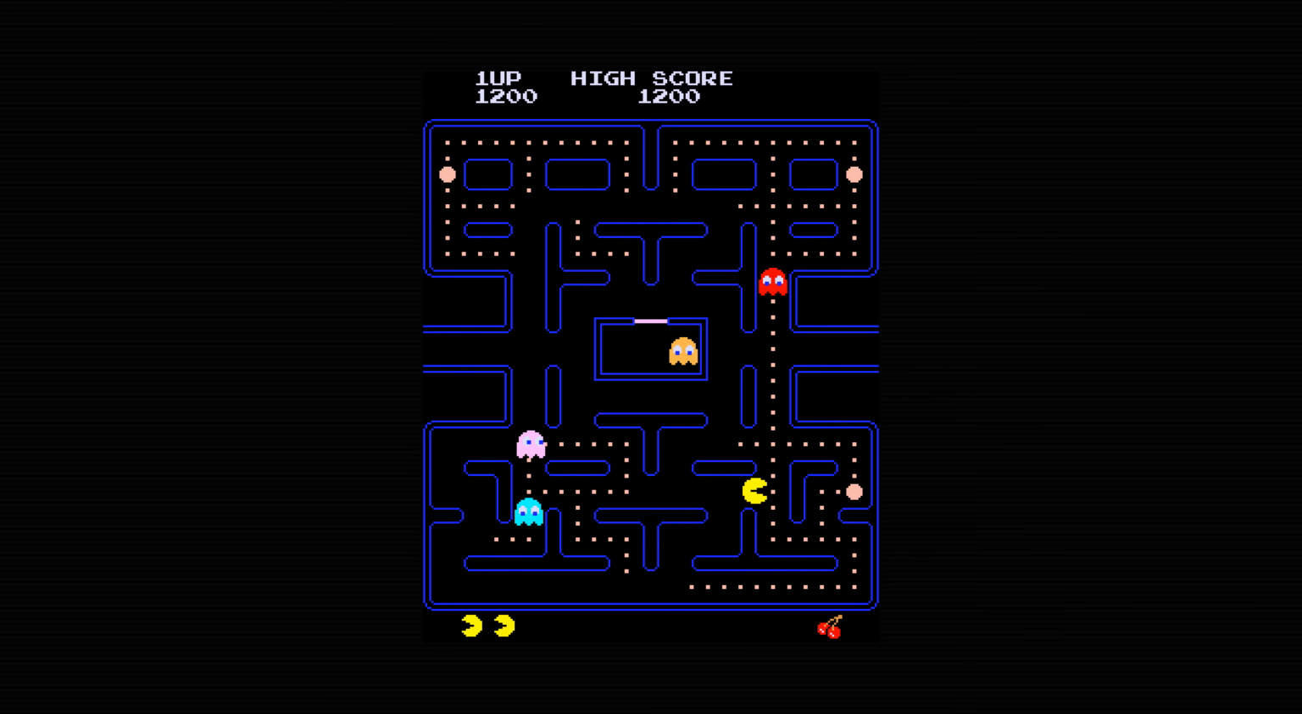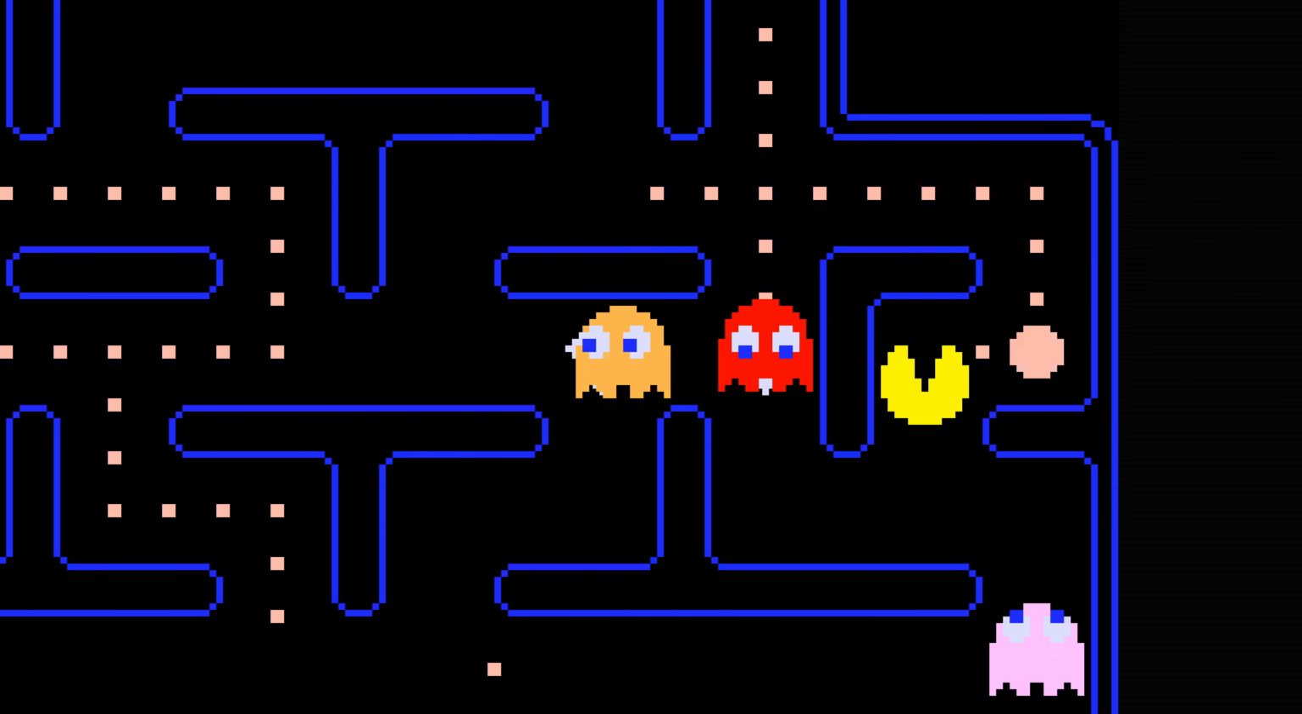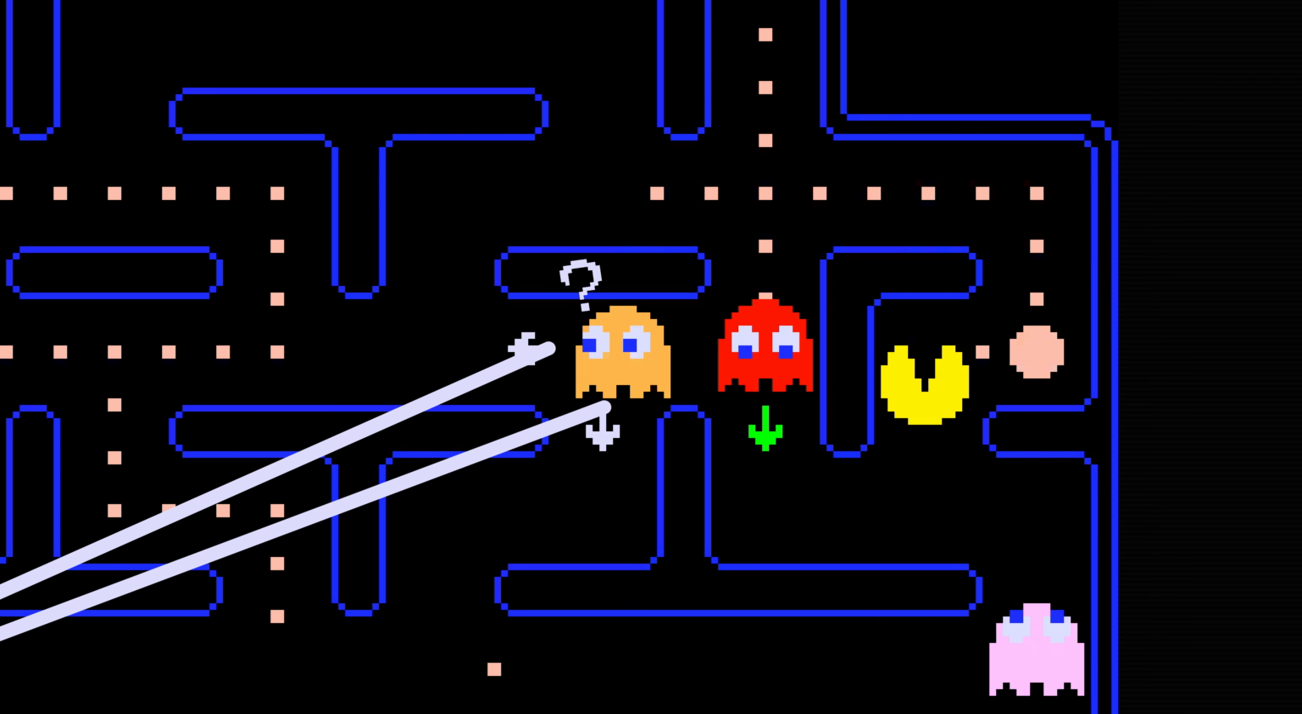Pac-Man is a completely deterministic game. As shown in my last video on the game, all of the ghosts' movements are based off of where Pac-Man currently is in the maze. Therefore, with the right knowledge, you can predict exactly where any of the ghosts will move at any time.